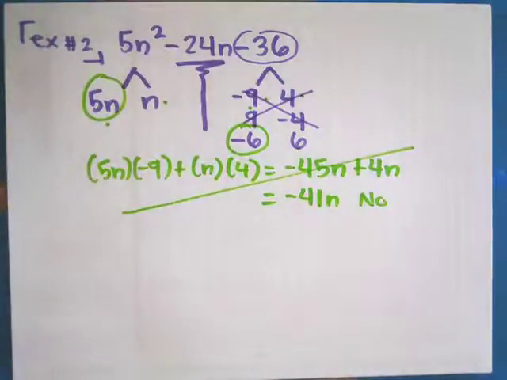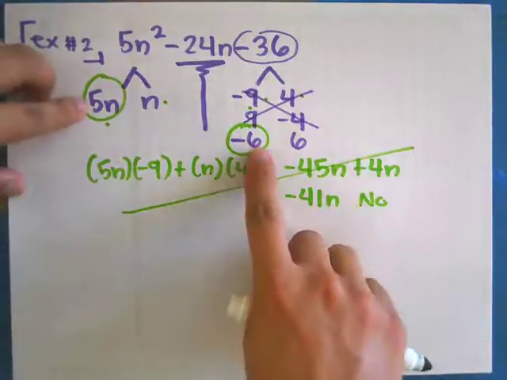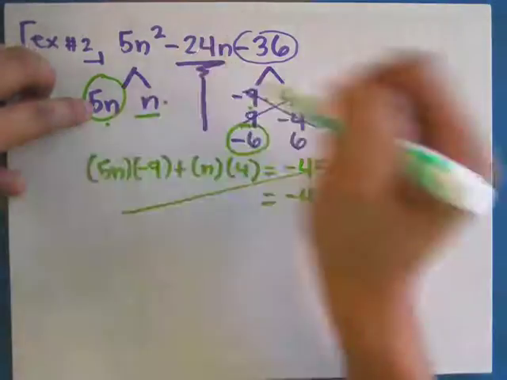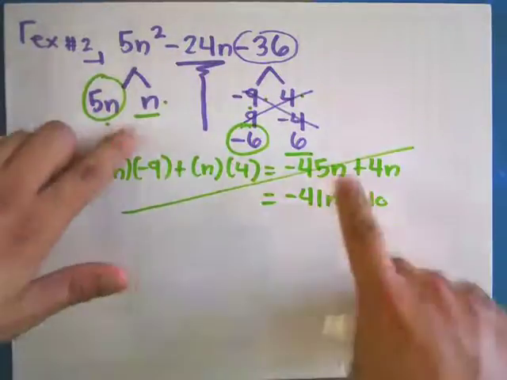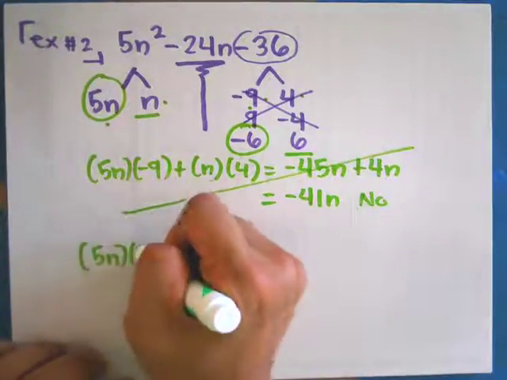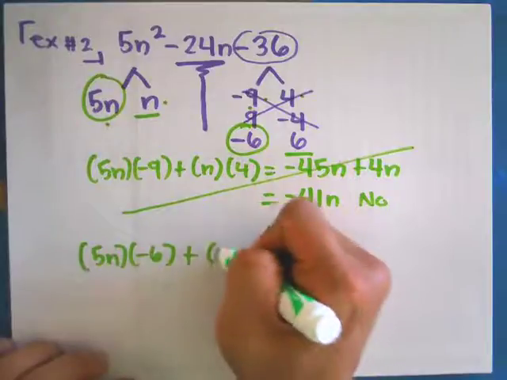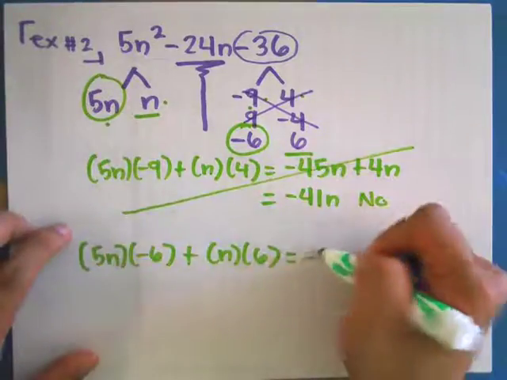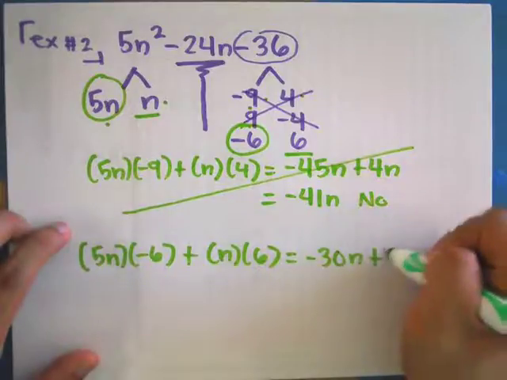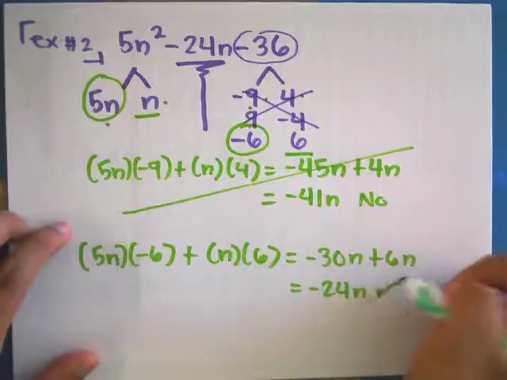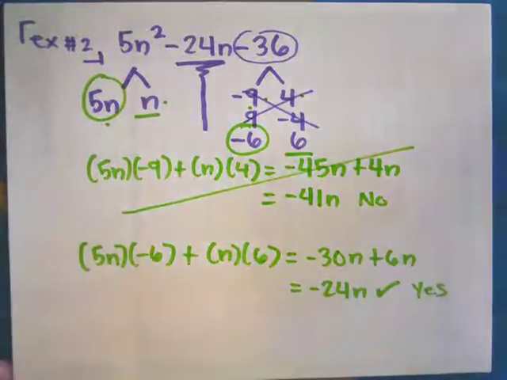The -24n will be made by these pairs, 5 times -6, because that's going to be -30, and then when we add that to that +6, that's going to give us a -24. Here, let's just write it out, okay? 5n times -6 plus n times 6. This is -30n plus 6n, okay? Yeah, this is -24n, okay? So this is a yes, right?